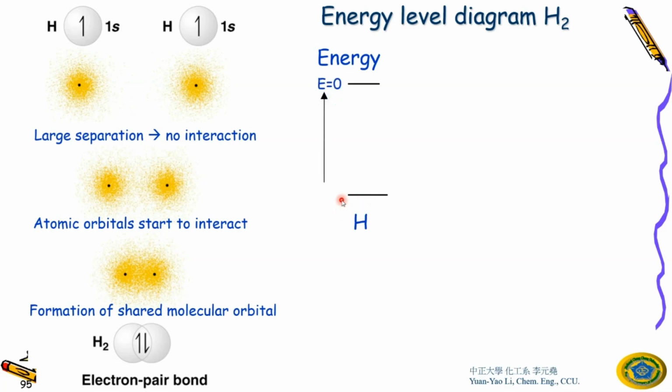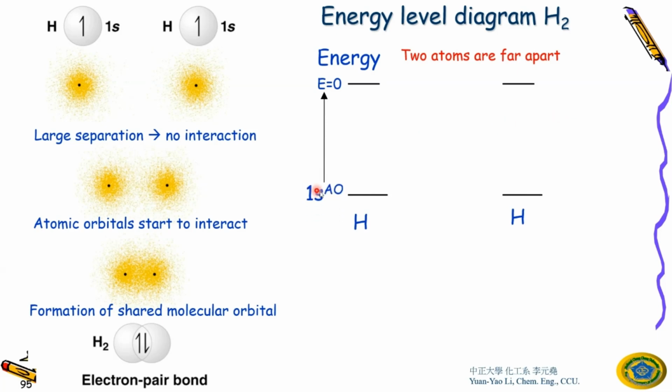So energy goes from low to high and reaches zero, which means the electron will be a free electron. And we have another hydrogen atom. Again, they are very far away, so there is no interaction. So you can draw the energy diagram like this. Once they get together, the energy level diagram can be like this.